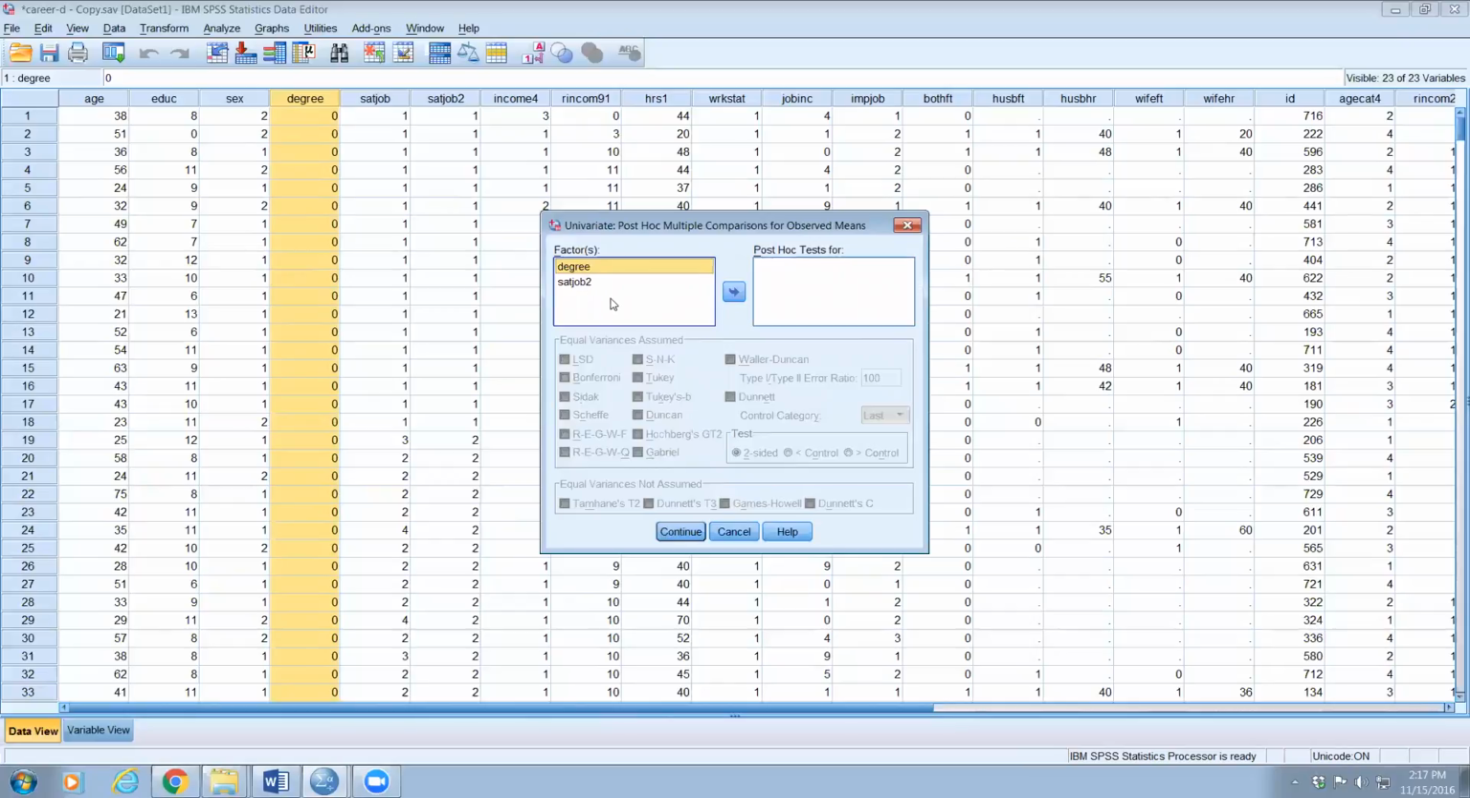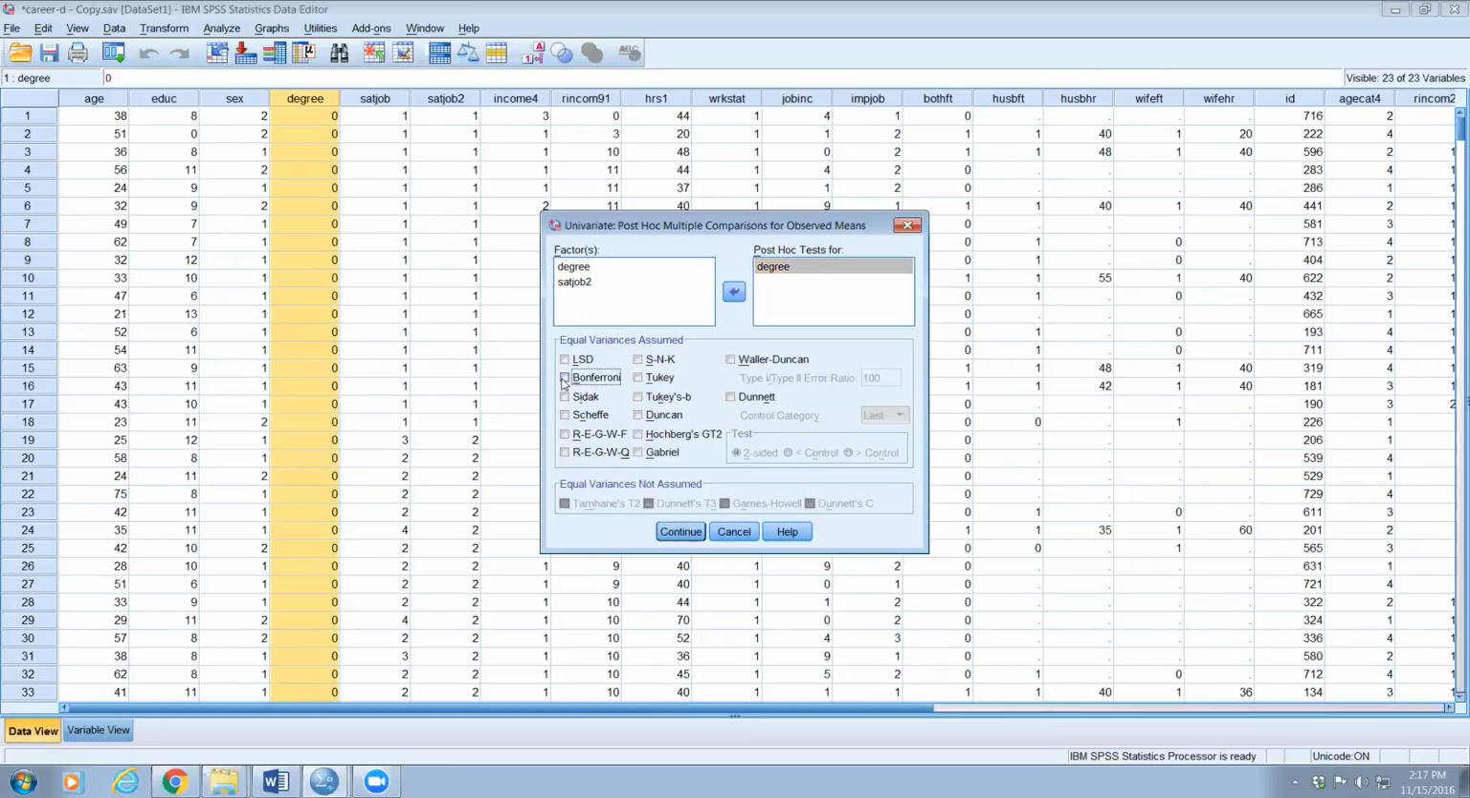Post-hoc, you perform post-hoc analysis if you have more than 2 labels or groups in the independent variable. So our degree has 5 groups or 5 different labels in it. So we're going to do that, but we're not going to do post-hoc analysis on job satisfaction because it has just 2 categories. So we don't need to do post-hoc on that, or you cannot do that. Only if you have more than 2, you can do the post-hoc analysis.